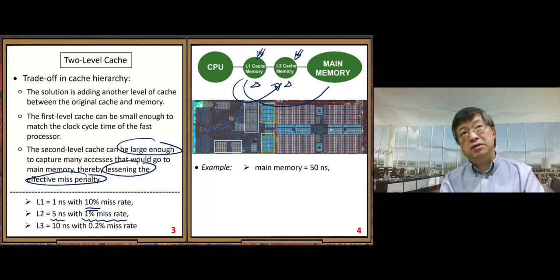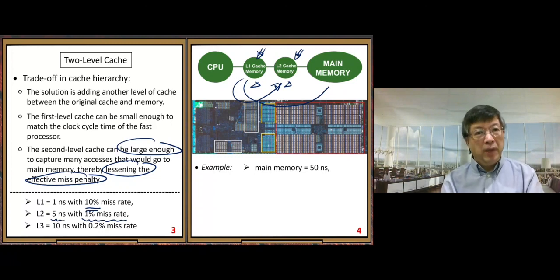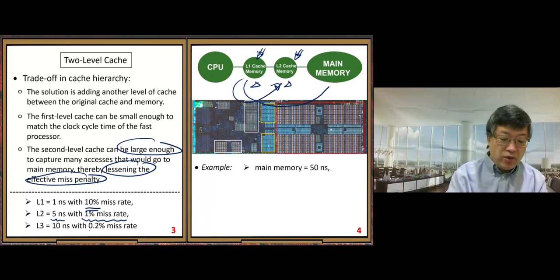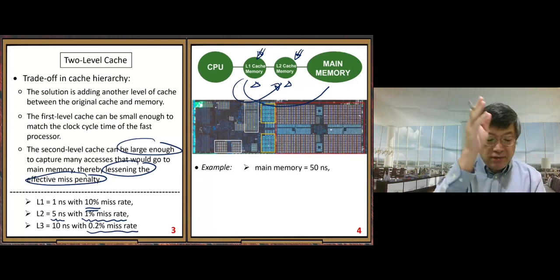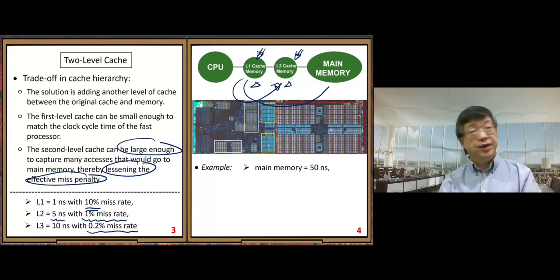L3 cache, 10 nanoseconds. You can see, another 2 to 1 ratio, 5 to 10. But the miss rate is much lower, 0.2% miss rate. How good it is.